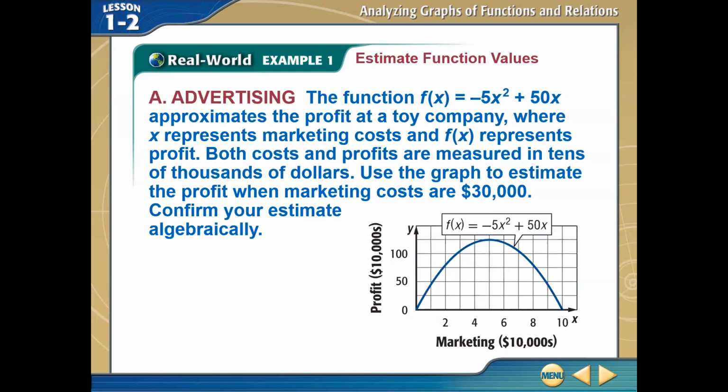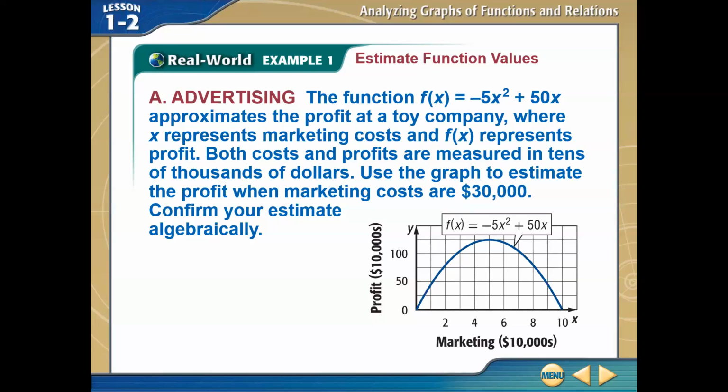So it says advertising. The function f of x is equal to negative 5x squared plus 50x approximates the profit of a toy company, where x represents the marketing cost and f of x represents profit. So in the real world, they're trying to determine how much money they should spend on marketing. You can see from our graph that we have a high point, so there's a possibility that we could spend too much on marketing and not enough on marketing. Our y value is the profit, the money we clear after expenses, and the x value is our marketing budget. How much do we spend?